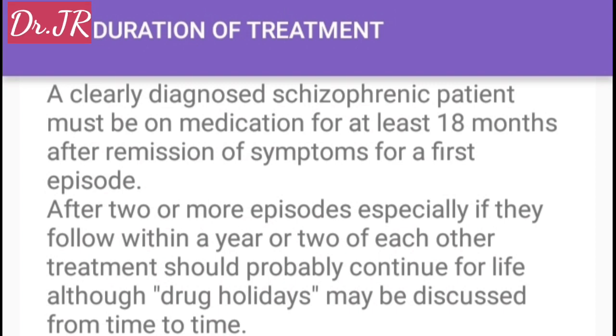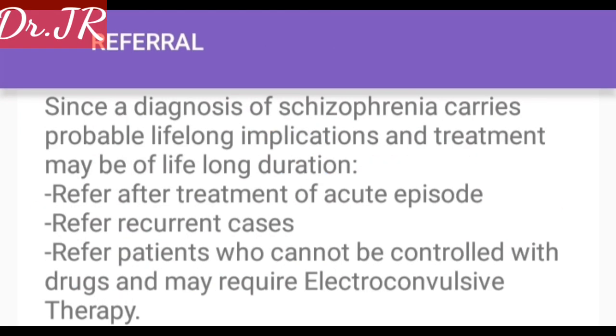Duration of treatment: a clearly diagnosed schizophrenic patient must be on medication for at least 18 months after remission of symptoms for a first episode. After 2 or more episodes, especially if they follow within a year or 2 of each other, treatment should probably continue for life, although drug holidays may be discussed from time to time.